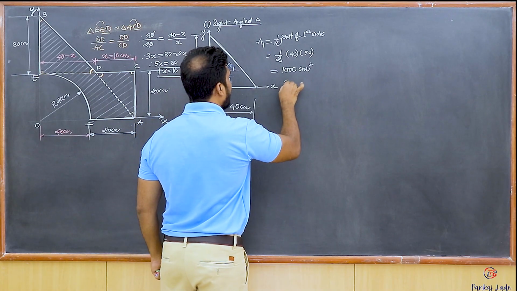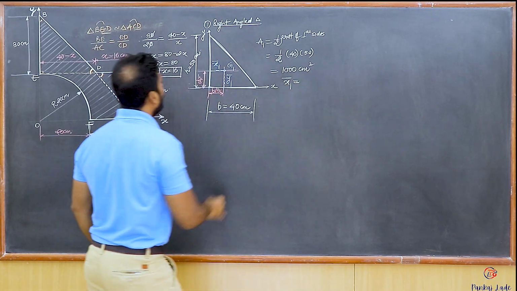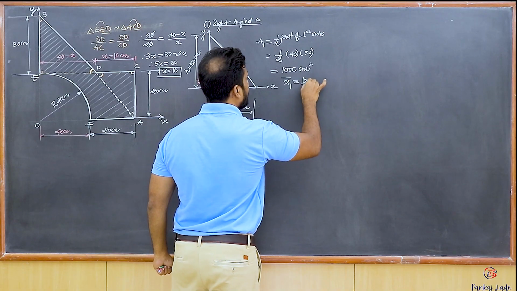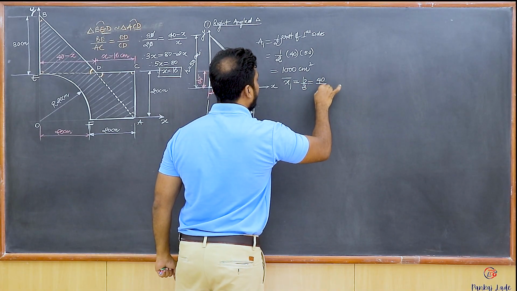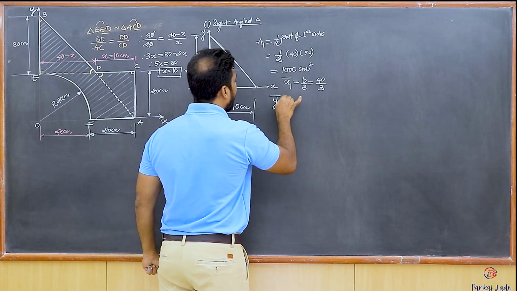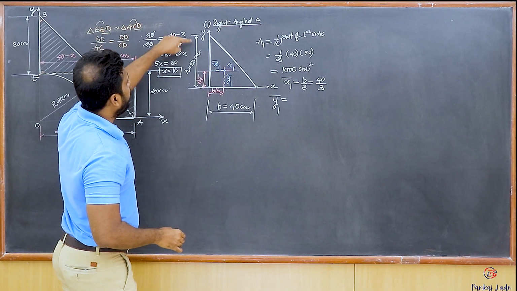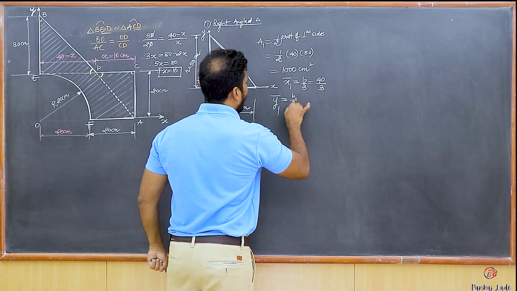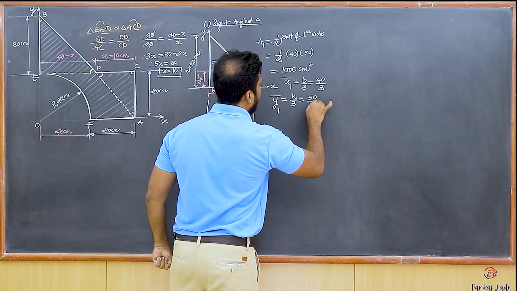Students, what is going to be x1 bar? X1 bar is going to be this distance B upon 3. B upon 3. So B is 40, so it becomes 40 upon 3. And what about y1 bar? So y1 bar is going to be, this is h upon 3, so that's 50 upon 3, h upon 3, so I get 50 upon 3.